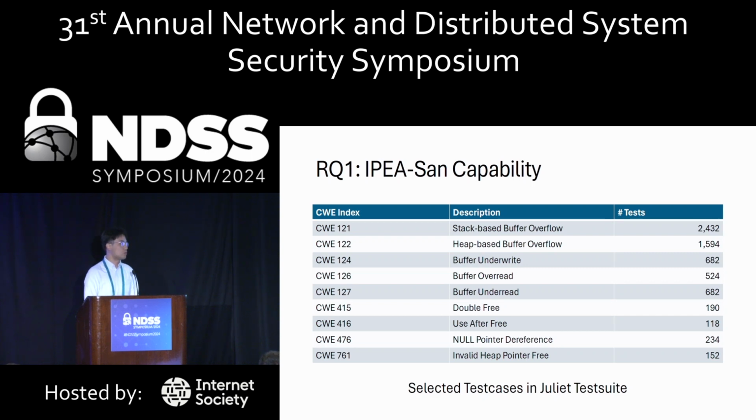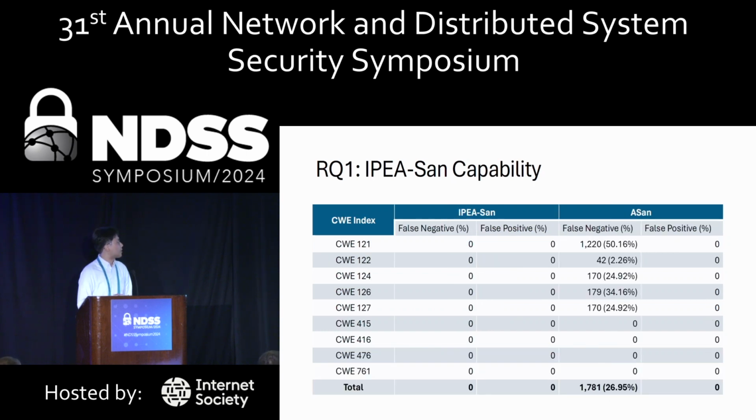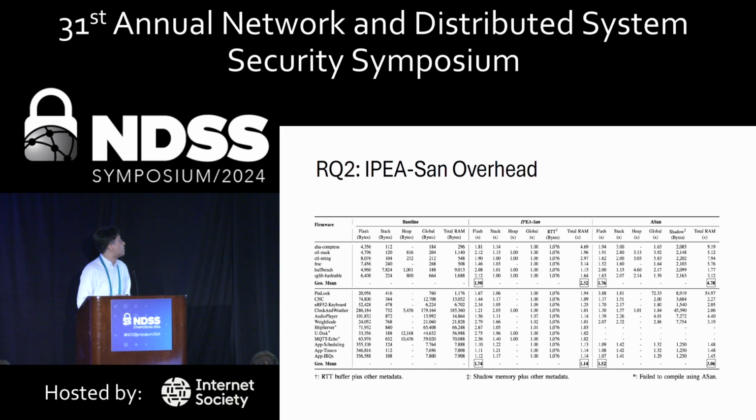We also ported ASAN to microcontrollers as a comparison. Because there is no paging system on the microcontrollers, the shadow memory of ASAN cannot be mapped to non-existing pages. So to make the comparison fair, we scaled the shadow memory to the actually allocated memory instead of the whole memory in different firmware. This is a quantitative evaluation. The results show that IPEA-San outperforms ASAN, with neither false negatives nor false positives. For ASAN, the false negatives reported are mainly caused by the intra-object overflow and non-linear out-of-bound accesses.